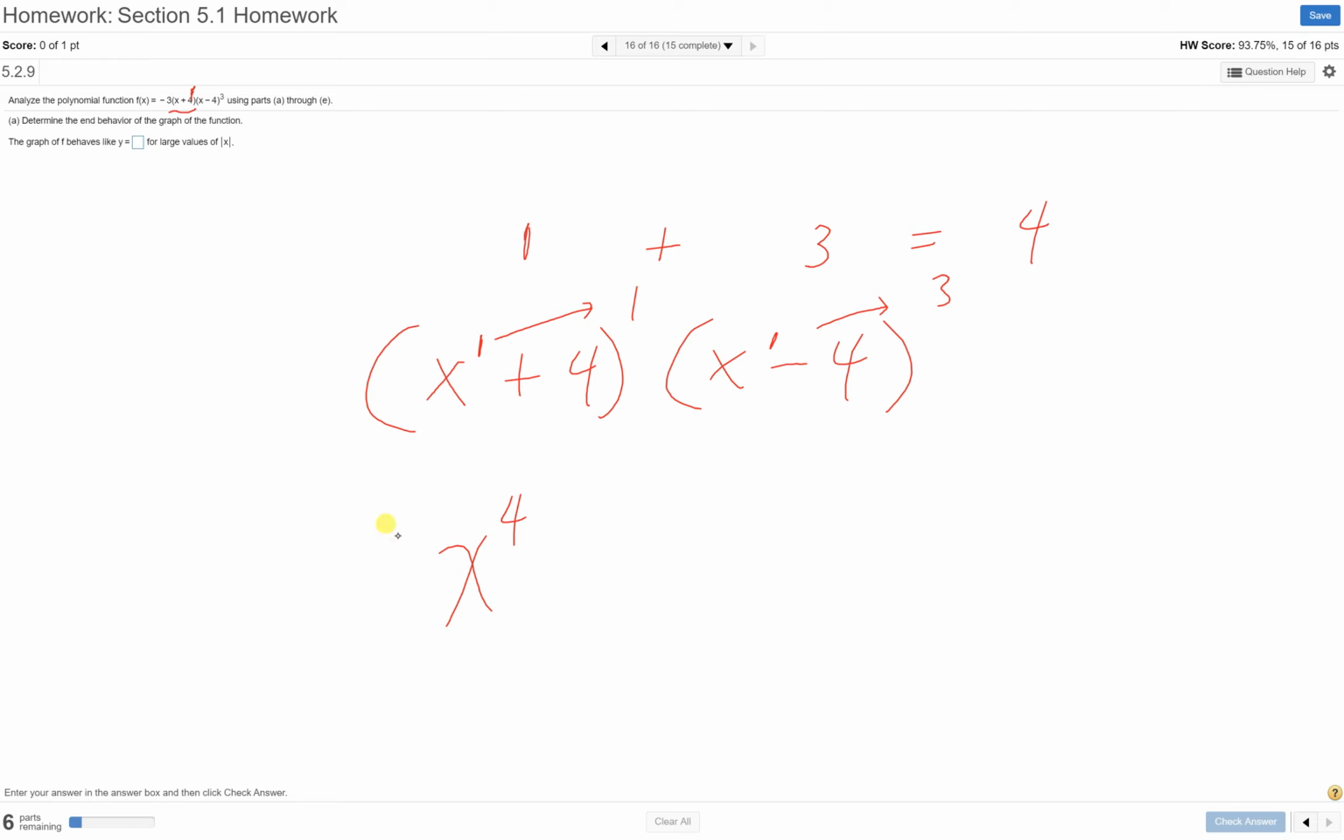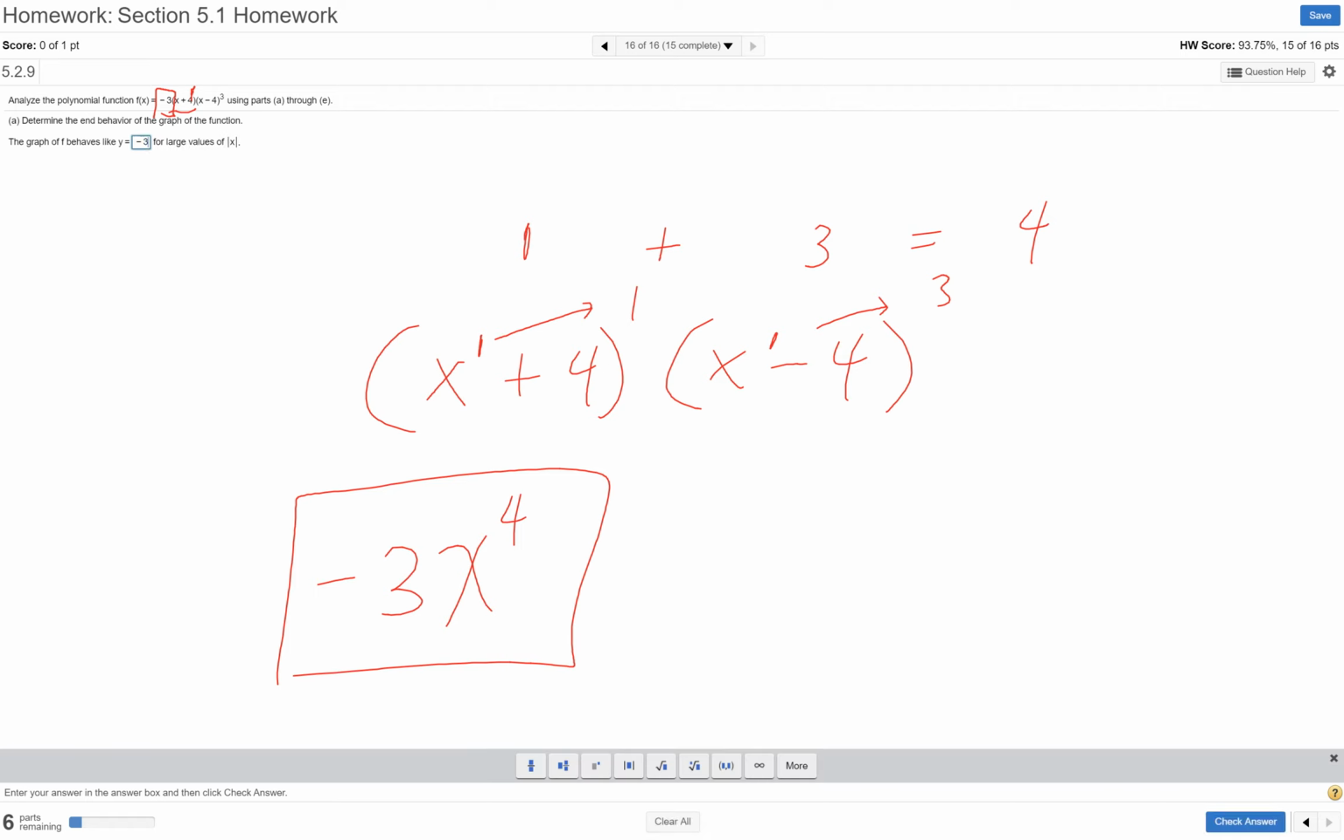Now the question is, what's the coefficient? Well, the coefficient of the whole problem is also the coefficient of that leading term. So that's our answer. The leading term is going to be negative 3x to the 4th power. So let's go ahead and do that. Let me type that in there. Negative 3x to the 4th.